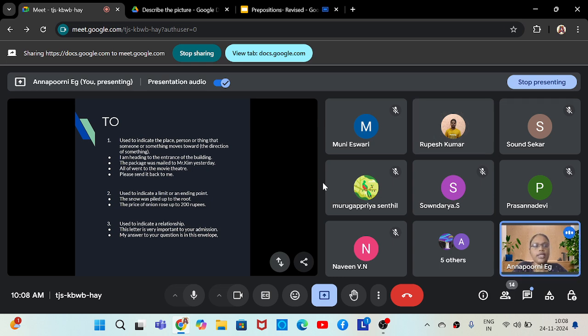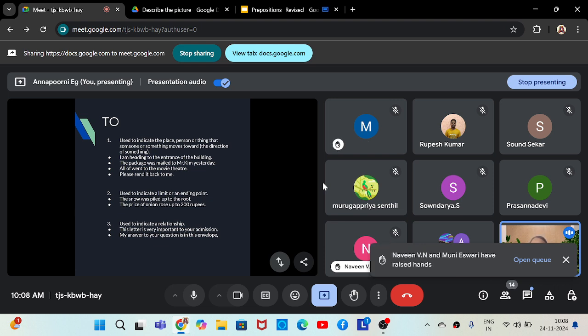So here you can see that I am heading to the entrance of the building. Imagine there is a building. There is one entrance for that building, and towards that entrance of that building you are walking. So you have to move towards that entrance. That's why you are using the preposition to. I am heading to the entrance of the building.